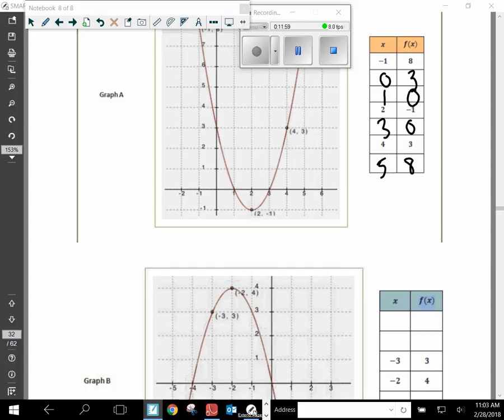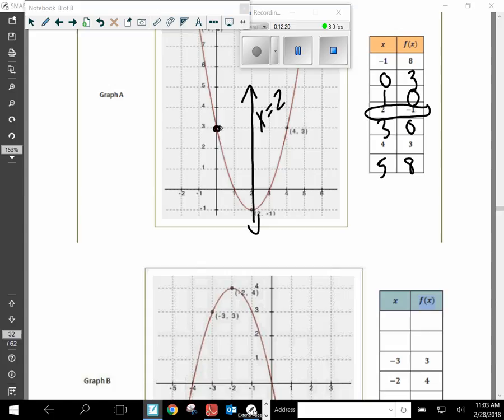Notice the symmetry. This right here is the vertex, and everything is symmetrical about the vertex. The axis of symmetry is x equals 2. And just to note, that is not part of the graph. That is an imaginary line that we know the parabola is symmetrical about.